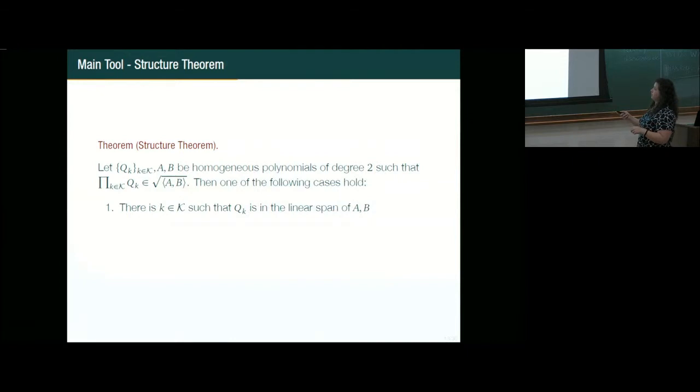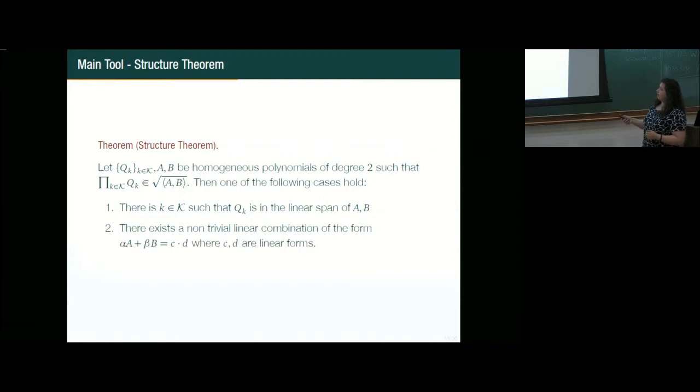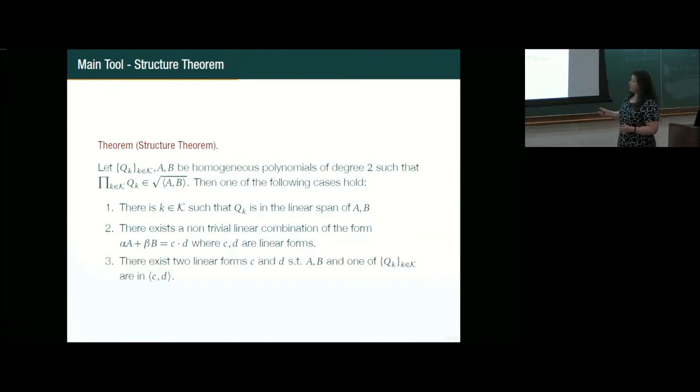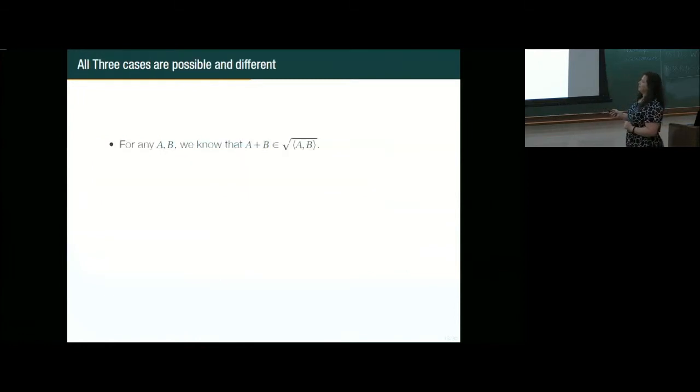So if, again, I have two polynomials A and B and quadratic polynomials, and a product of quadratic polynomials in the radical, then one of the following exists. Either one of the Qk is in the span of A and B. This is a trivial case. Or A and B span a reducible quadratic, which means it's a multiple of two linear forms, okay? Or the third case, which I will explain by an example. So I just want to show you that all three cases are possible and they are different.